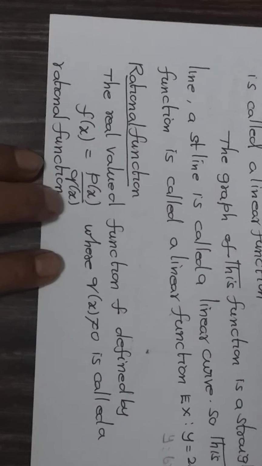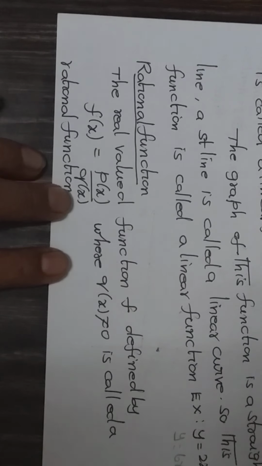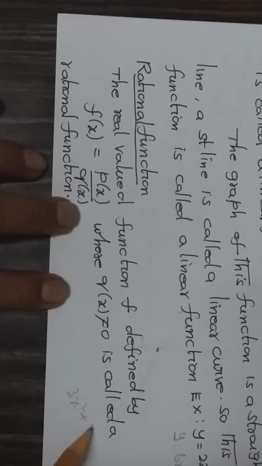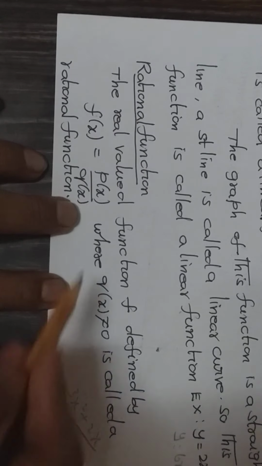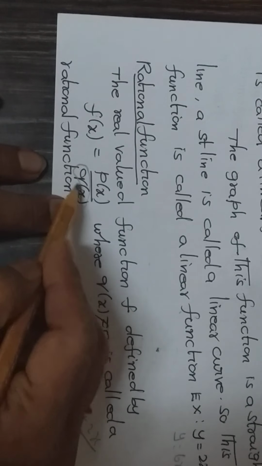Next, rational functions. This also is studied in 10th standard. Rational function. What is a rational function? Any function which is of the form p of x by q of x is called a rational function. Suppose I am defining a function f of x, which is, for example, 3x square plus 2x by 6x plus 7. It is a rational function. This is p of x, this is q of x. But whenever you get a fraction form, the denominator should not be equal to 0. q of x should not be equal to 0.